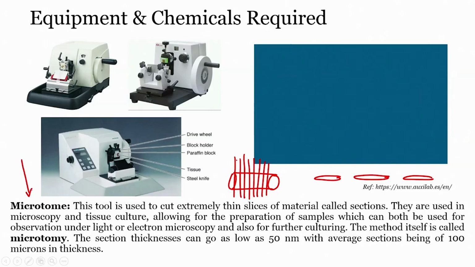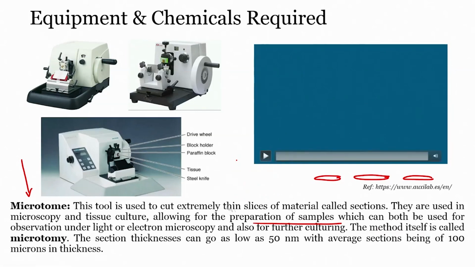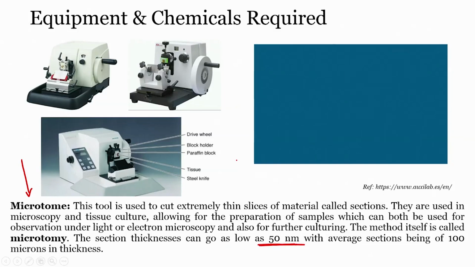okay. And so, these tissues are sliced, and what is the use of it? Once the tissues are sliced, it allows the preparation of samples which can be used for observation under light or electron microscopy, and also for tissue culturing. The method itself is called microtomy. Okay. The method that is used to slice the tissue is called microtomy. The section thickness can go as low as 50 nanometer, with an average section being 100 micron in thickness.